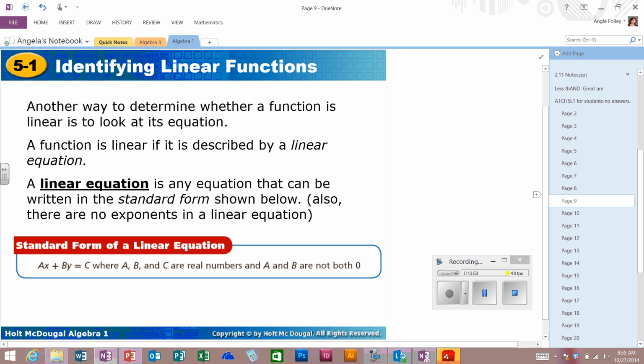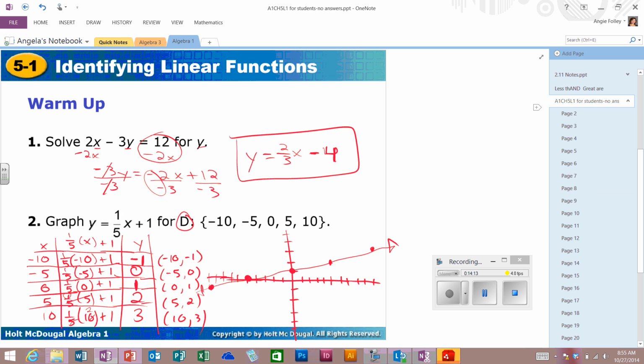Okay, another way to tell if something is a linear function is to see if you can get it into a linear equation in standard form. Standard form is when I get all my x's and y's on one side and set it equal to my constant c. A and b have to be real numbers. They cannot be 0. So for example, if I go back to my warm-up, that first one, 2x minus 3y equals 12, the 2 would be your a term, the -3 would be your b, and the 12 would be your c. So that is a linear function because it was written in standard form.